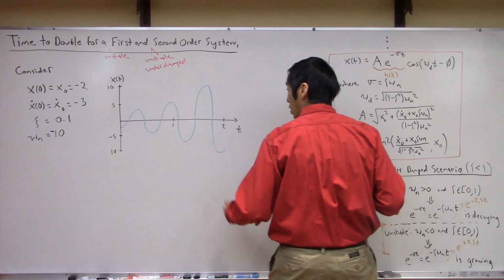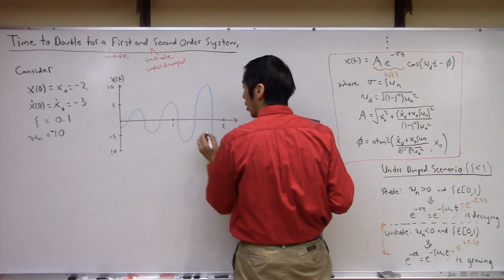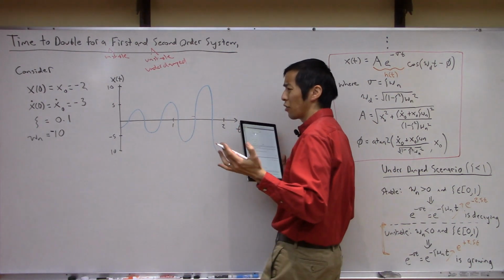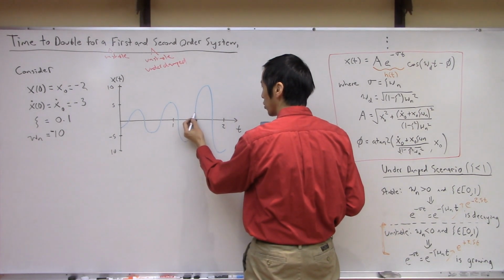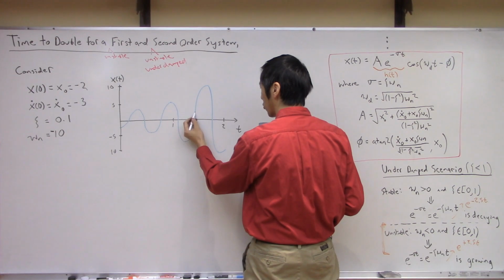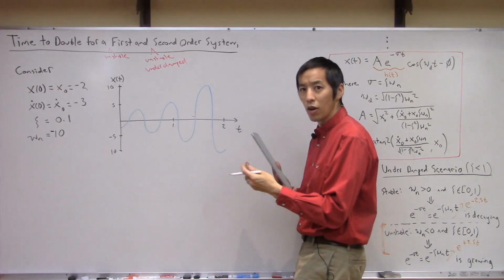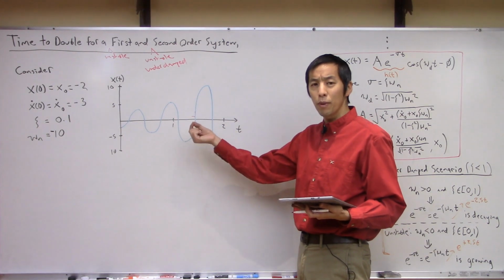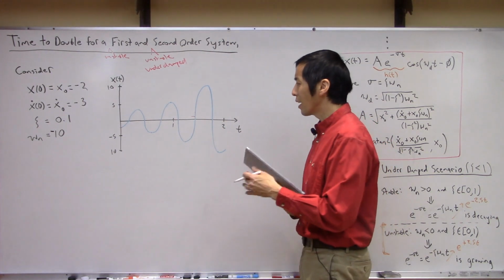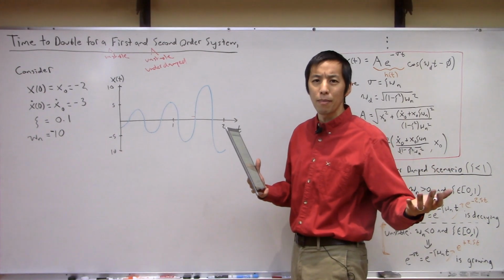Okay, you're here at 1 unit. The time to double, pursuant to the strict definition, is how long does it take for the signal to go from 1 to 2? And that's just right up here. So you can see there's almost no time at all because the system is on its way swinging up. So the time to double in this case would be really, really small.